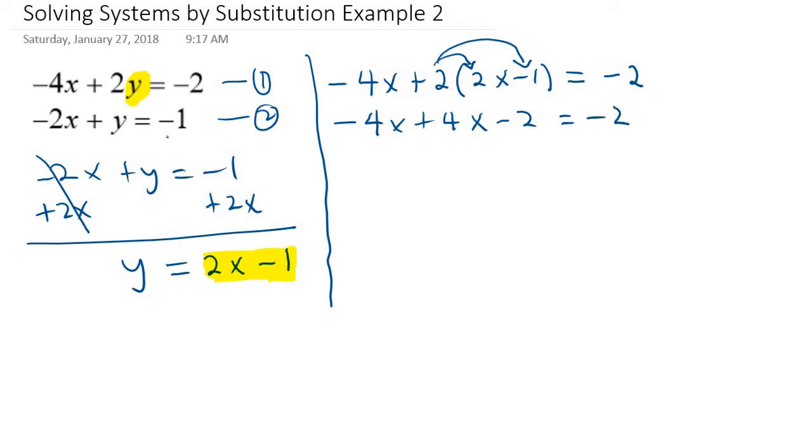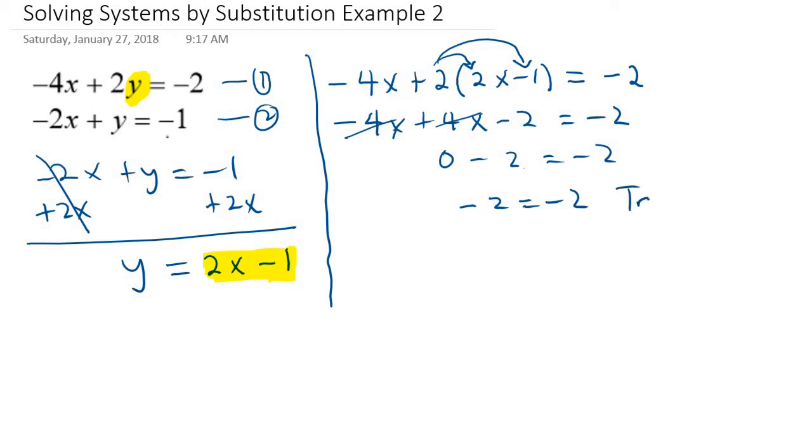And now something interesting is going to happen, because -4x plus 4x is going to be 0x, which is just 0. They cancel out. 0 minus 2 equals -2. Or -2 equals -2. Well, this is a very special situation in which it turns out that the variables cancel out, and we are left with an expression that is true. -2 equals -2 is true.